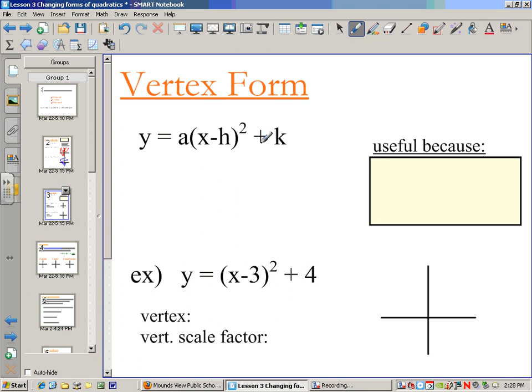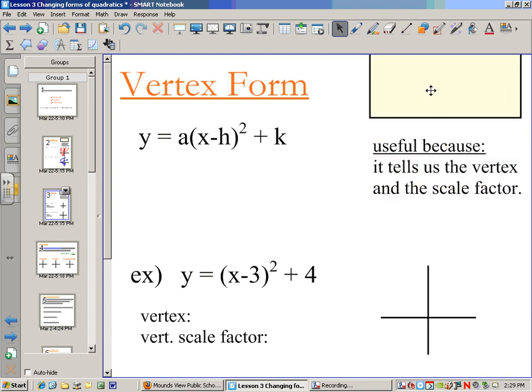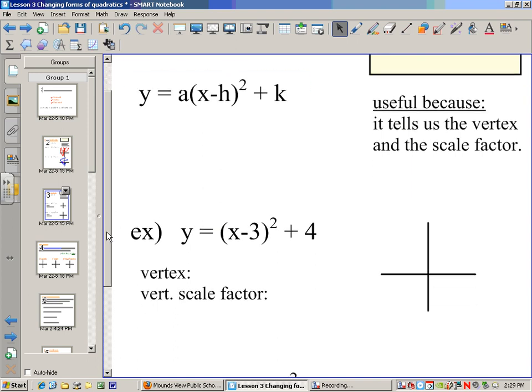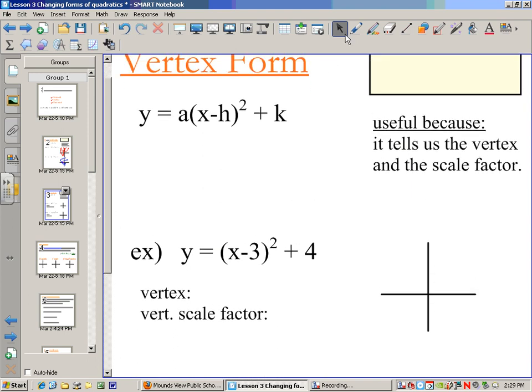Now, vertex form. Vertex form is nice. This is written in this form. It's useful because it tells us the vertex and also the scale factor. So A we call the scale factor. So in this first situation, the vertex, h, k, is 3, 4. So that means I move to the right 3, up 4, and then we have our point.